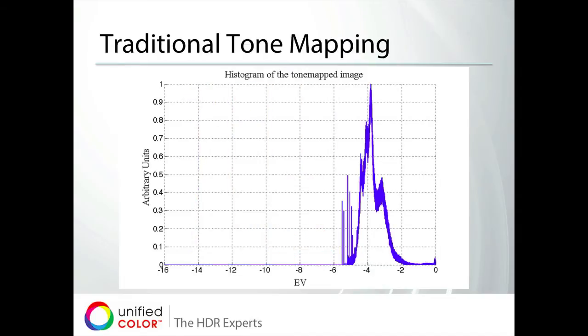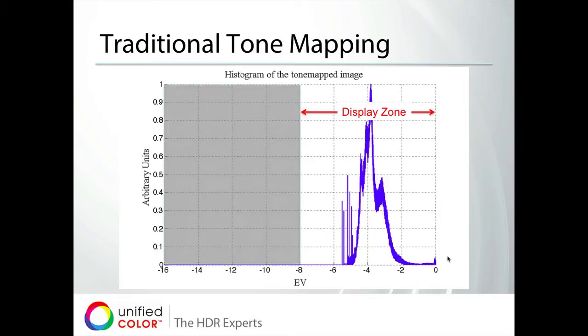The traditional tone mapping process requires that you adjust the brightness and the highlights and compress the contrast of the image in order to make it fit into a smaller range that can be displayed on your computer screen. We call this the display zone. This is typically a range of about 8 stops that can be shown on your normal computer displays.